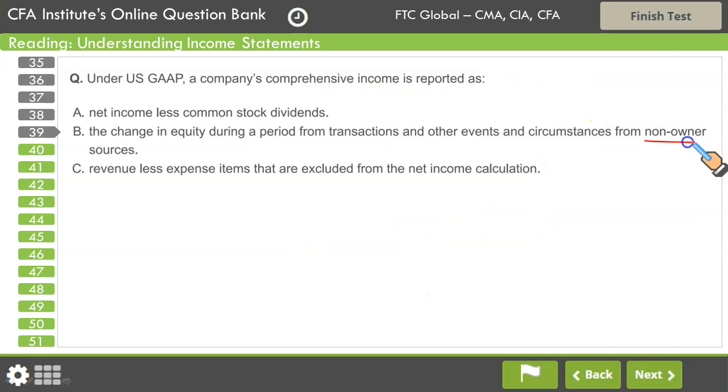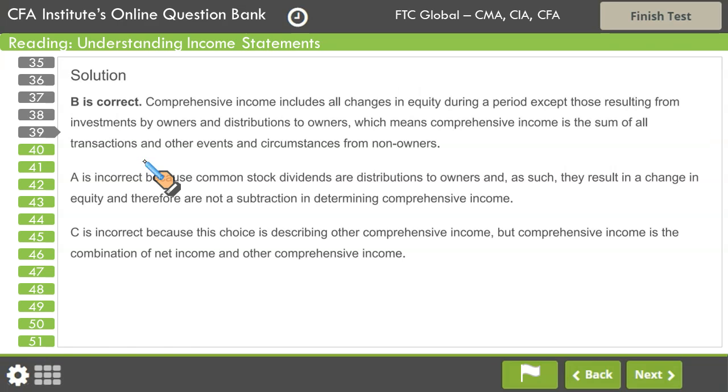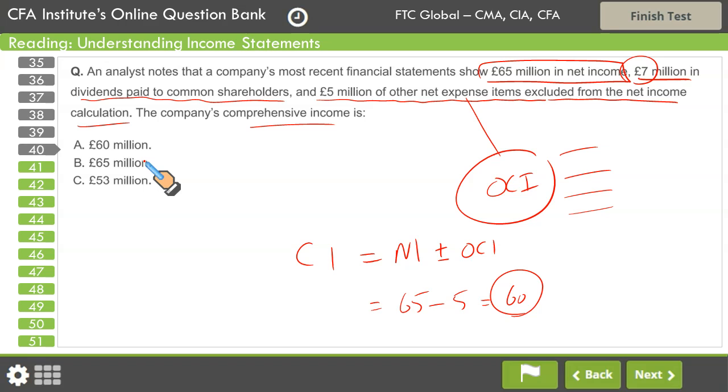So owner related transactions are a part of your retained earnings, or part of your treasury stock, or shares repurchased or shares issued to the shareholders. So they are not part of your comprehensive income. They can't be shown here. So it's going to be 60. That makes A the correct option.